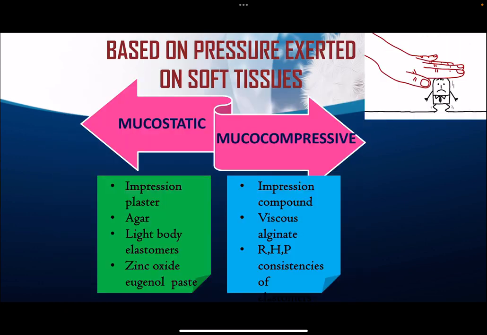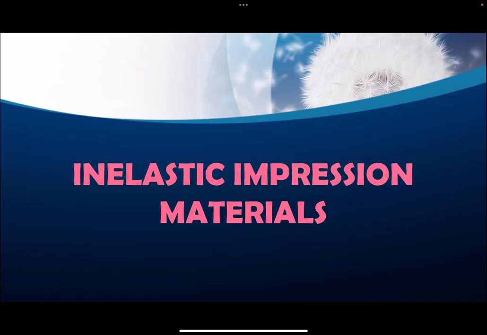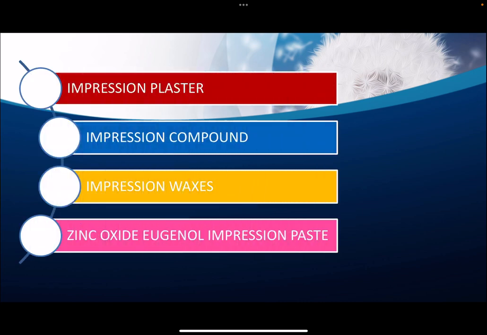Based on pressure exerted, the impression materials can be classified into mucostatic and mucocompressive. The topic for today's discussion is inelastic impression materials, and they are classified into impression plaster, impression compound, impression waxes, and zinc oxide eugenol impression paste.